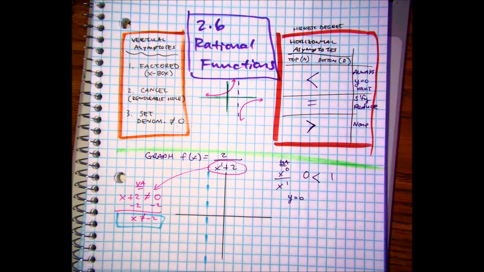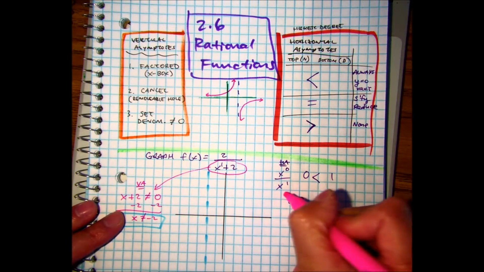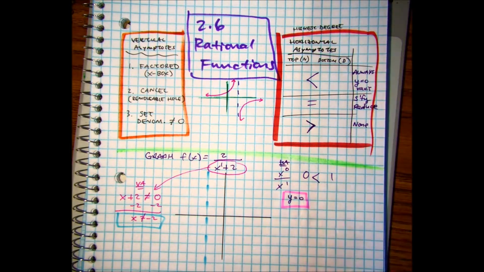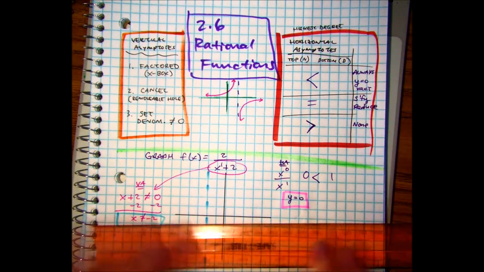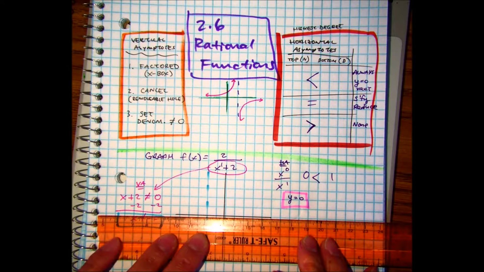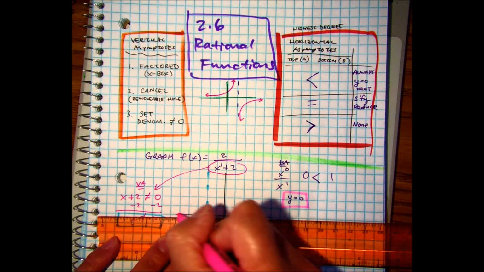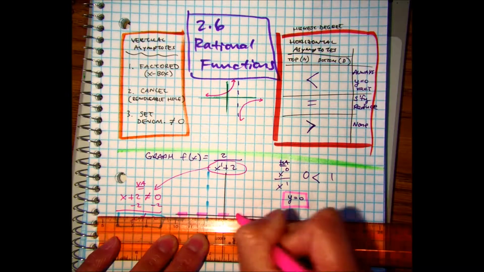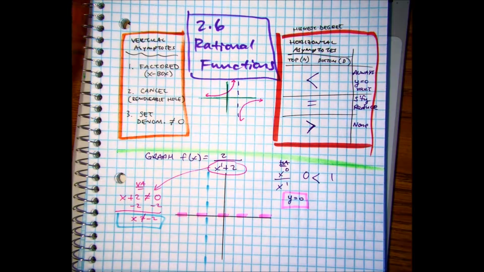Let's do that in pink. An asymptote is a place where the graph cannot touch. It would be undefined. So this is essentially on my x-axis. Okay. Now let me teach you something that might be kind of new.